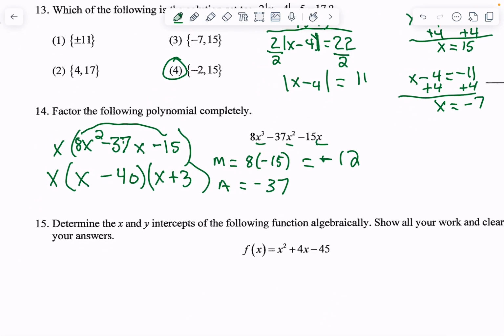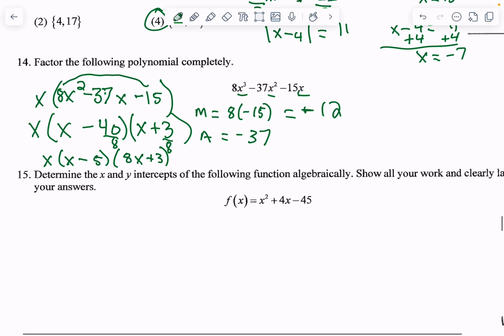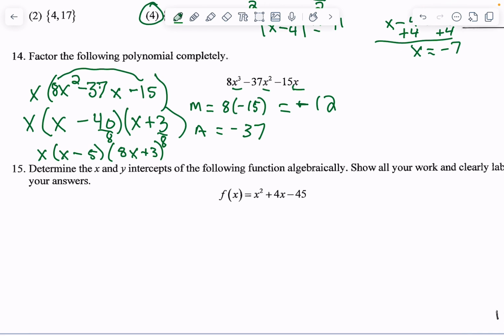All right, we're going to divide both of these by 8 and 8. So it's x times x minus 5. This one's simplified as much as we can, so it's going to be 8x plus 3. Completely factored. Okay. Determine the x and y intercepts of this function algebraically.